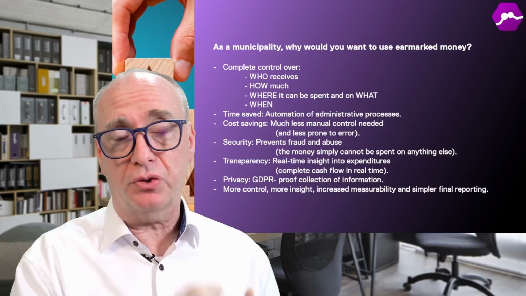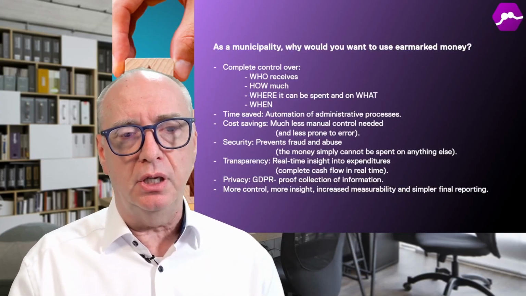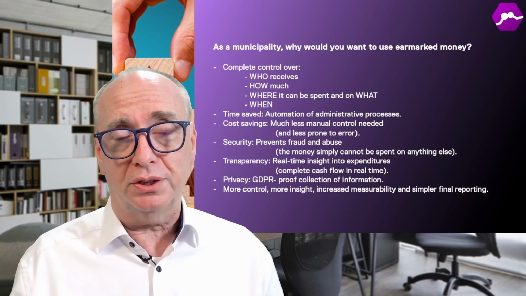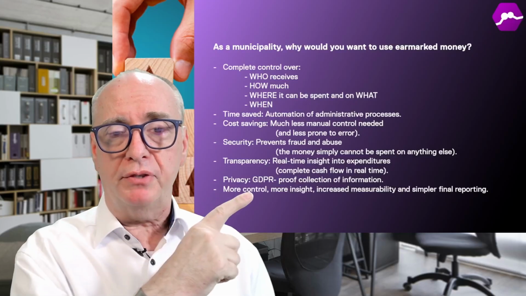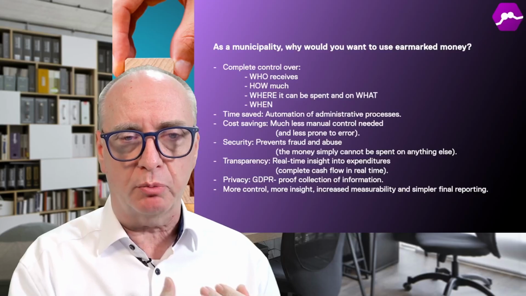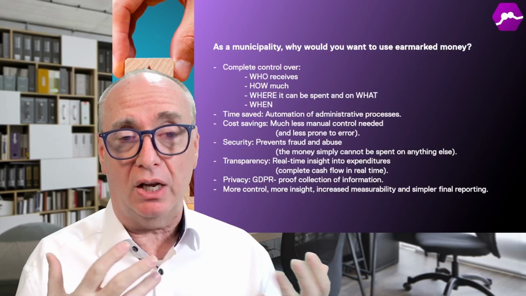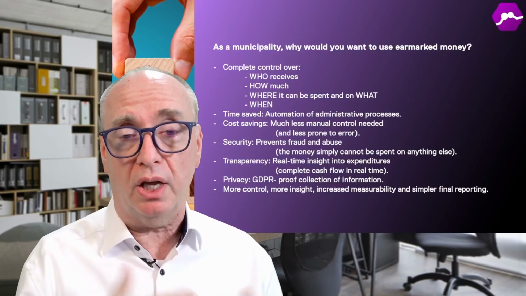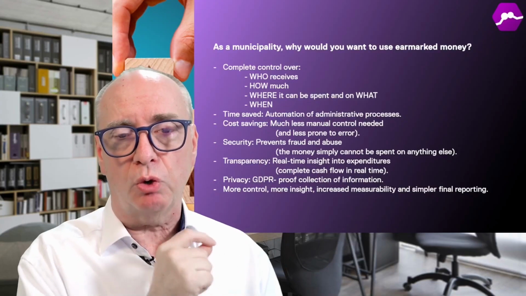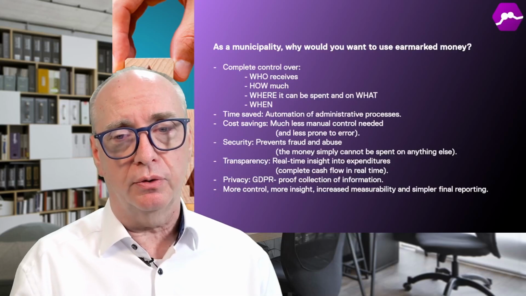It is very transparent. Our programmable money is fully traceable from A to Z, and the information is stored on a distributed ledger, cutting fraud and fighting corruption. Privacy is very high. We simply do not store any personal information. The result of that is that we cannot have a data leak because we simply do not have the information. So the last thing is there is more control, more insight, and increased measurability, which leads to simpler final reporting.